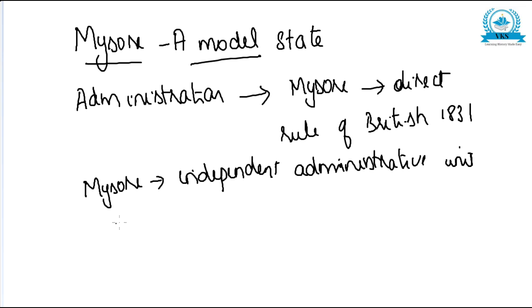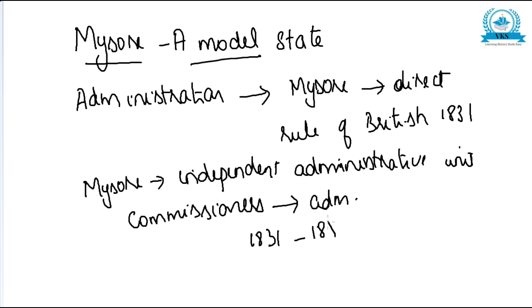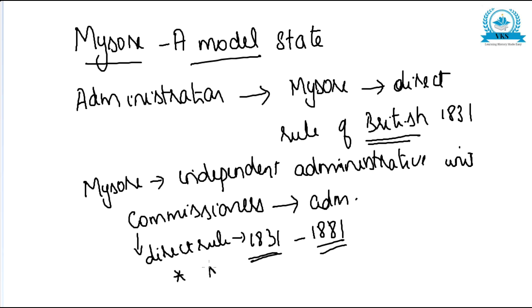For the administration of Mysore, the British government appointed commissioners. So commissioners were appointed for the proper administration of Mysore. And the direct rule of the commissioners happened from 1831 to 1881. From the year in which the direct British rule started till 1881, it was the commissioners' direct rule, and this direct rule laid the foundation for making Mysore become a model state.